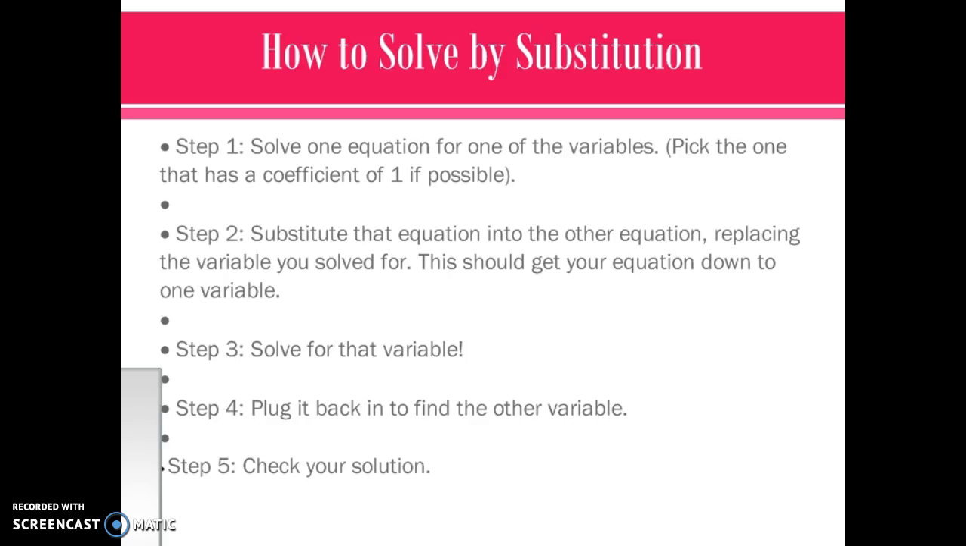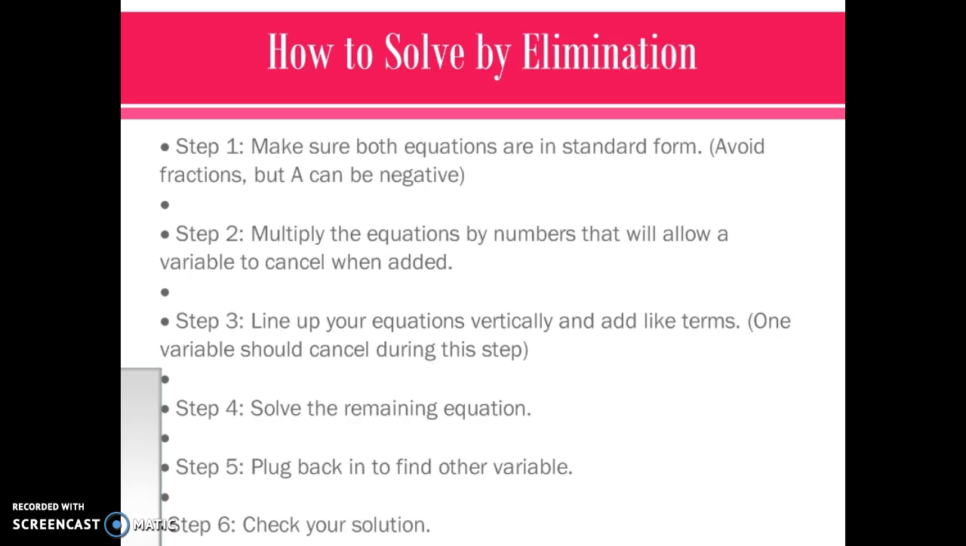So we talked about solving by substitution. So first you solve one of the equations for one of the variables. Generally you pick the one that has a coefficient of 1 or -1 because that's going to eliminate having any fractions. Then you substitute that equation into your other equation, replacing the variable you solved for. That way we only have one variable in our equation and we're able to completely solve for that variable. Then you solve for the variable, then you plug it back in to find your other variable, and then you can check your solution.